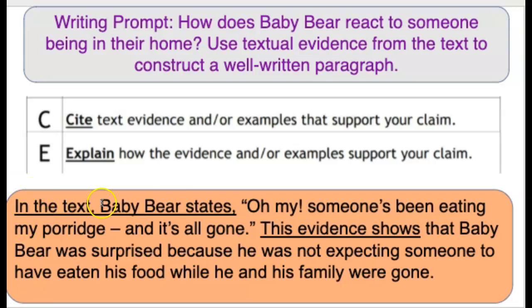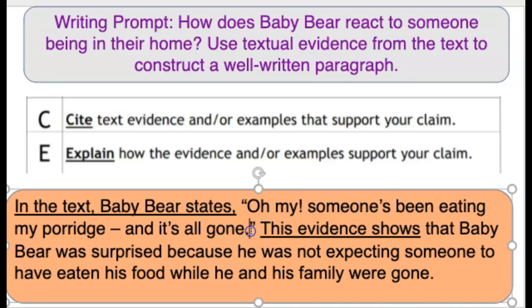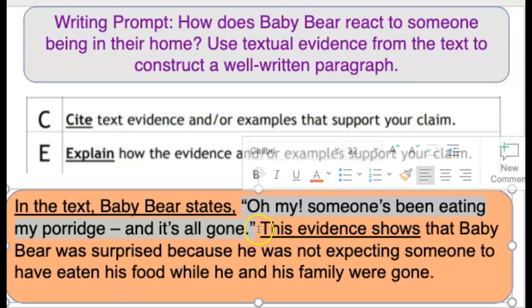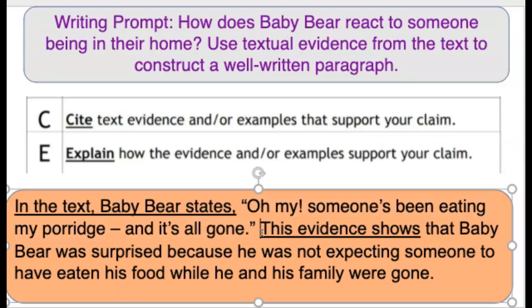In the text, Baby Bear states, "Oh my, someone's been eating my porridge, and it's all gone." This evidence shows that Baby Bear was surprised because he was not expecting someone to have eaten his food while he and his family were gone. So we can see how the student included their evidence in quotations that help support their answer, and they explained how this shows that Baby Bear was surprised. So far, so good for the student.